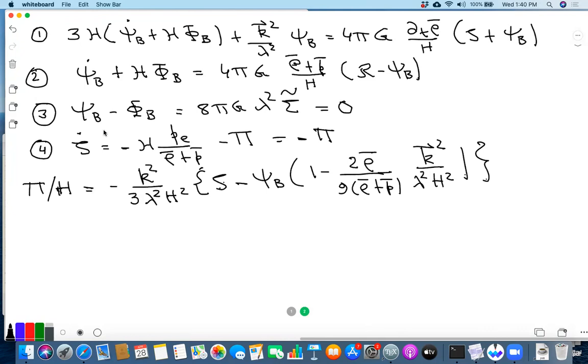So first we'll analyze these equations for super horizon perturbation.